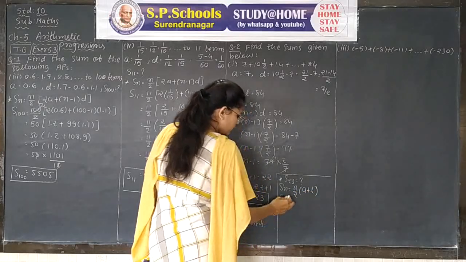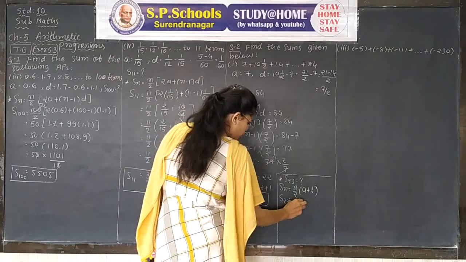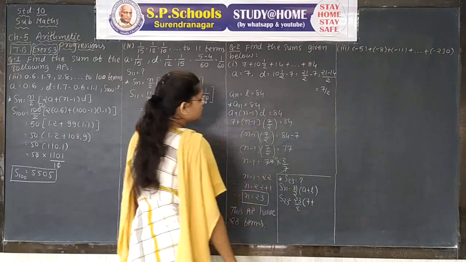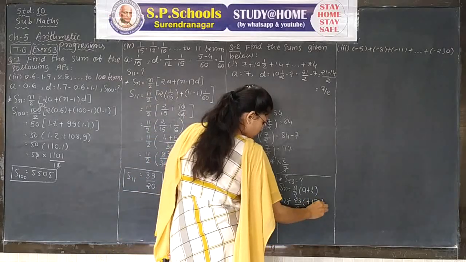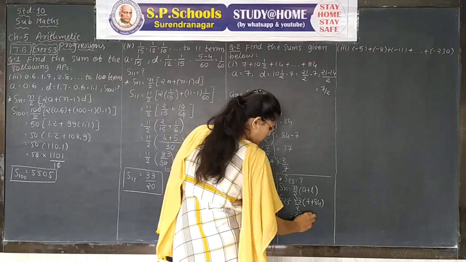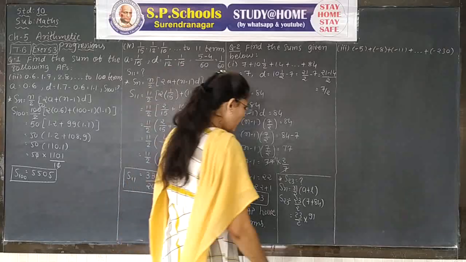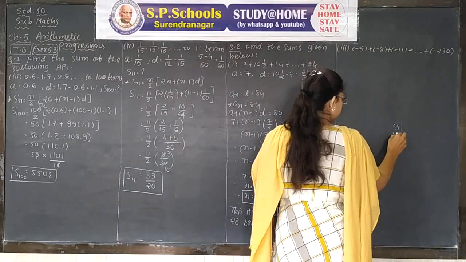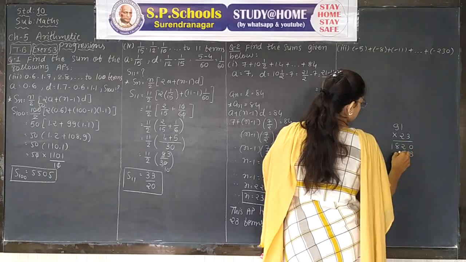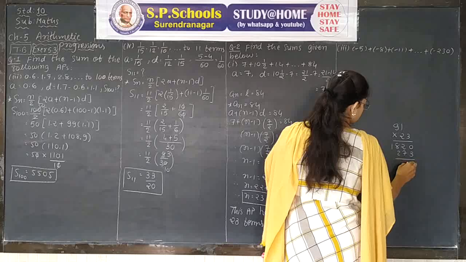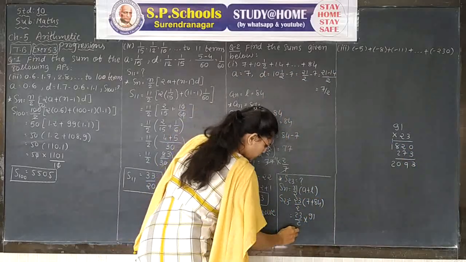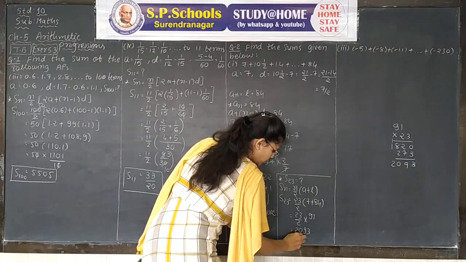Instead of small n, we put 23, so n is equal to 23 upon 2. The first term a is 7 and the last term l is equal to 84. 23 upon 2 multiplied with (84 plus 7), which is 91. Now we multiply 91 with 23, which is equal to 2093 upon 2.